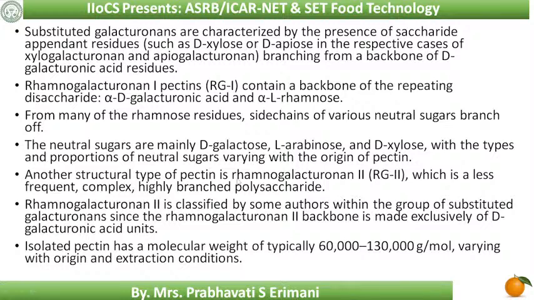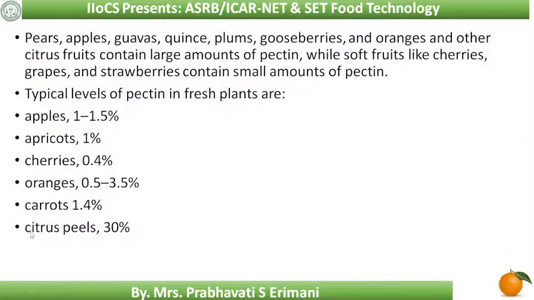Another structural type of pectin is rhamnogalacturonan 2, RG2, which is a less frequent, complex, highly branched polysaccharide. Rhamnogalacturonan 2 is classified by some authors within the group of substituted galacturonans, since its backbone is made exclusively of D-galacturonic acid units. Isolated pectin has a molecular weight of typically 60,000 to 130,000 grams per mole, varying with the origin and extraction condition. So this is about the chemistry of the pectin.